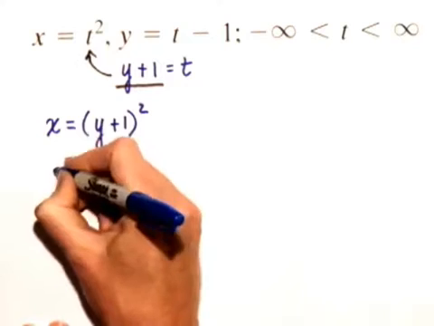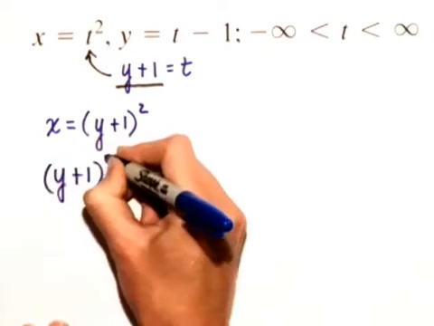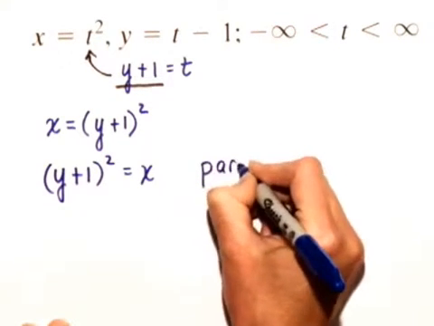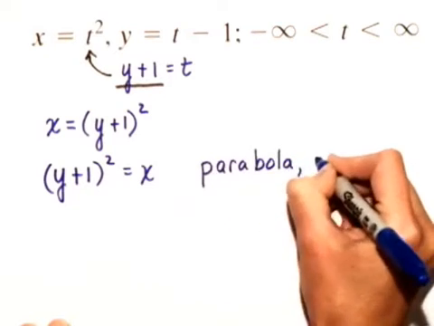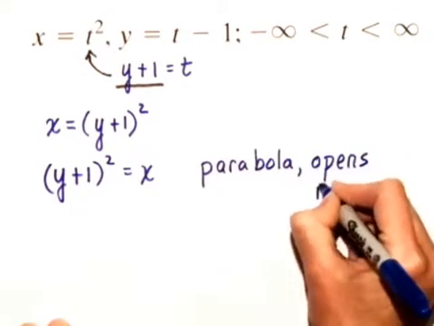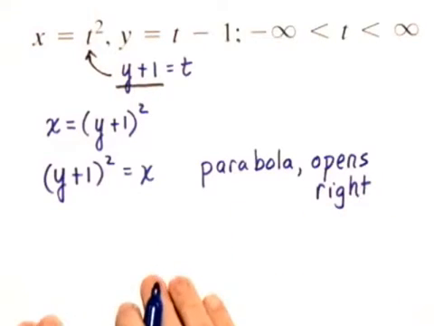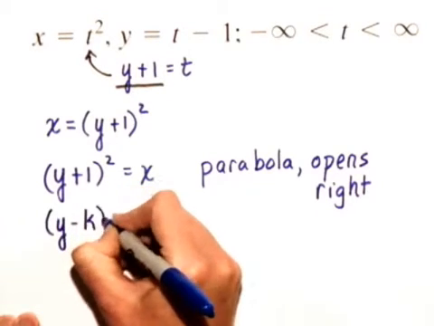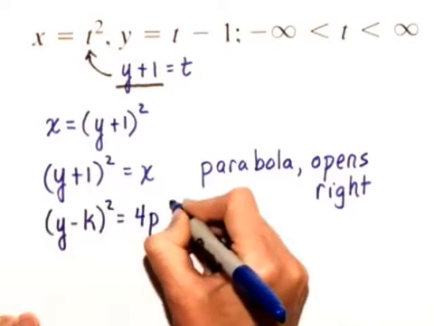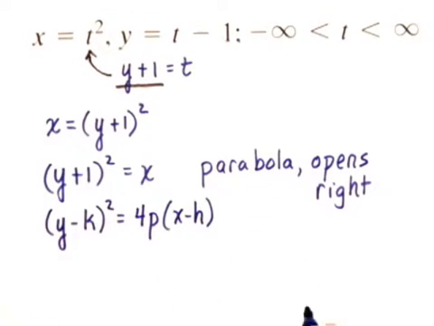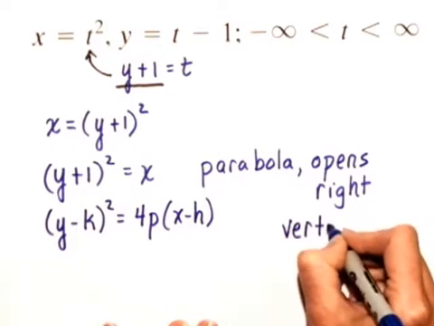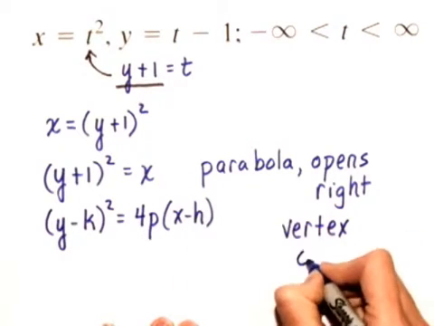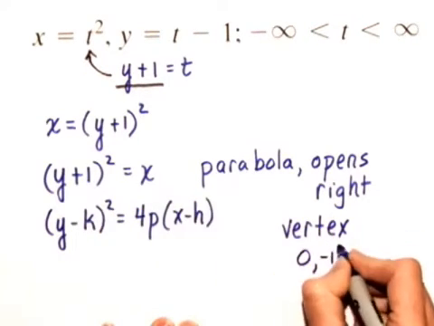We can write this in standard form as (y plus 1) quantity squared is equal to x. This is the standard form of a parabola that opens right. And the vertex of this parabola we can find, it's of the form (y minus k) quantity squared equals 4p times (x minus h). So our vertex is going to be at the point h comma k. H in this case is just 0, and k will be negative 1.